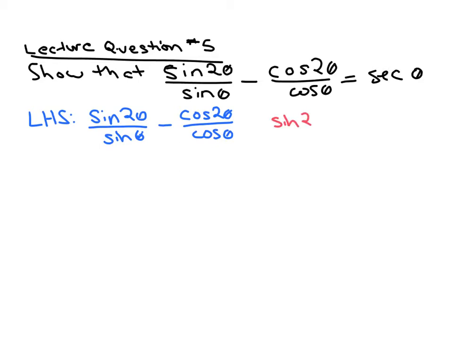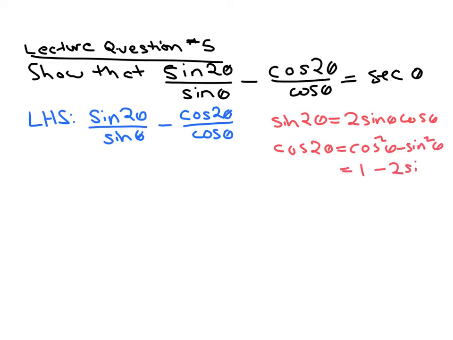Sine of 2 theta, there's only one option there. That's equal to 2 sine theta cosine theta. Now, cosine of 2 theta, you actually have three options there. The way I think of it, there's this first fundamental one, cosine squared minus sine squared. But using a substitution, that can also be written as 1 minus 2 sine squared theta, or 2 cosine squared theta minus 1. And you have to choose the option that best suits the problem. So sometimes that can make it tricky having options there.